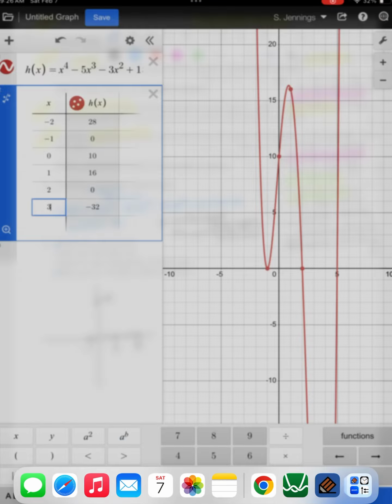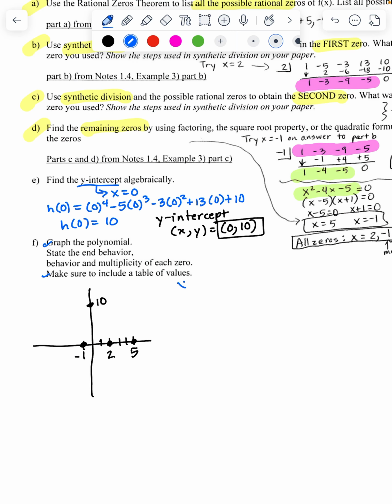So for your SLO, I'm going to make a table, and I'm going to start with the points I already have from my previous work. So when x is -1, we know the function is 0. When x is 0, the function is 10.